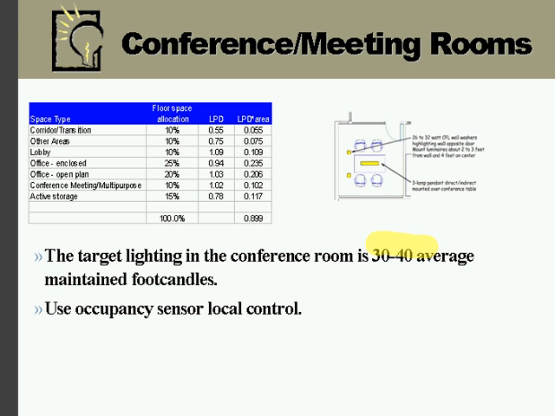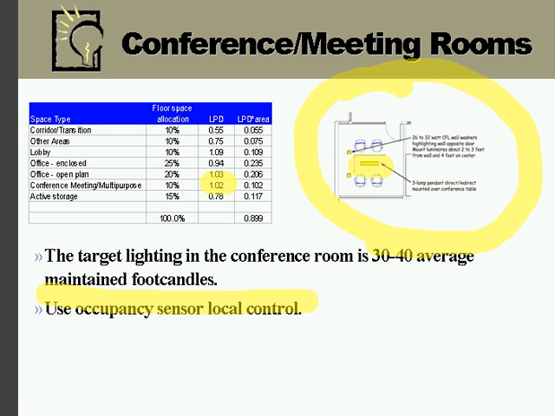In conference rooms, we're now back to the 30 to 40 average maintained foot candles. Again, we want to use occupancy sensor controls. Here's my little layout for my conference room. I've got a light over the table and a couple other accent lights, wall washers to highlight maybe the presentation wall that's in the space. So it's very simple design, fairly low watts per square foot. In this case, we're a little bit above 1.02, but the average, again, goes back to the 0.9.